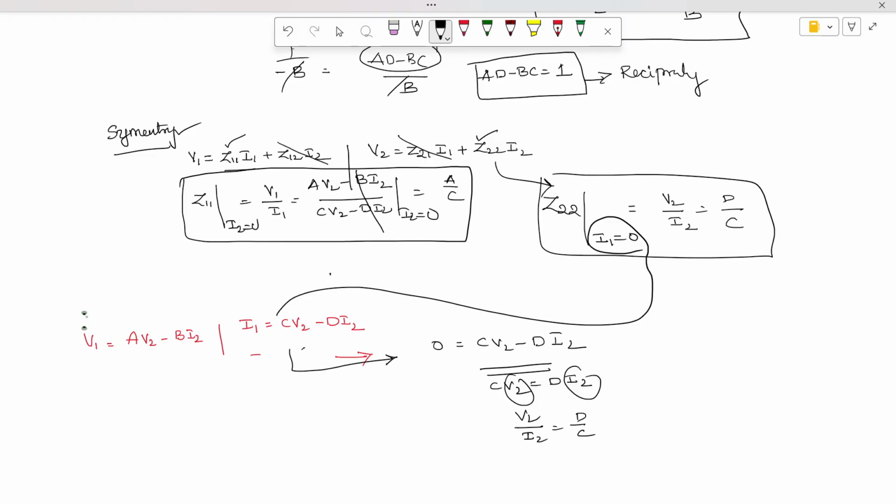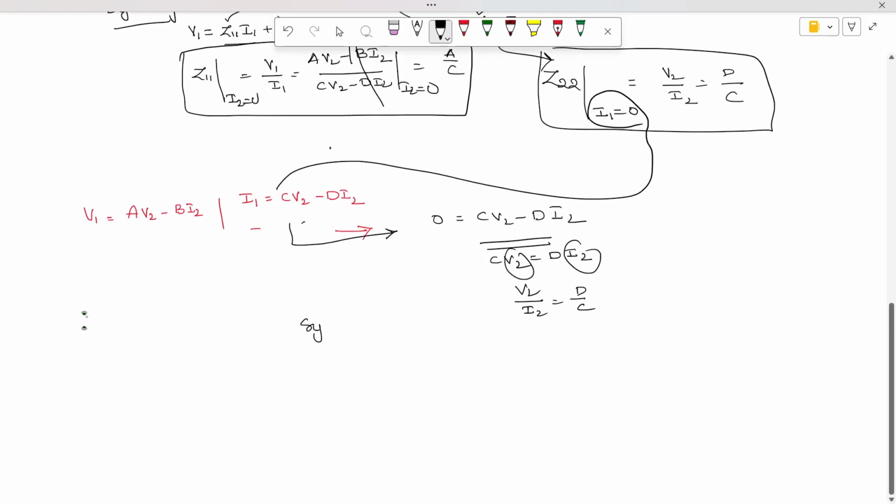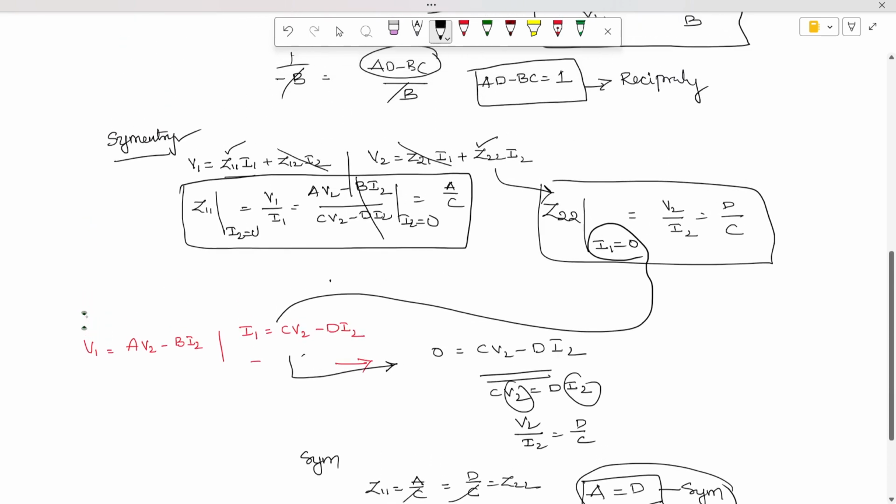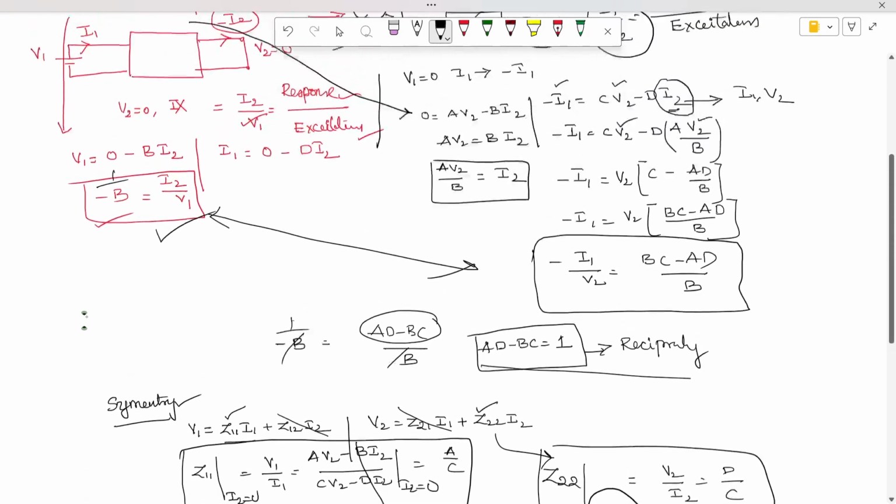So what is the condition for symmetry in Z parameters? The condition for symmetry is Z11 is equal to Z22, where Z11 is A by C and Z22 is D by C. We are cross checking for Z, and we will get the condition for symmetry of ABCD parameters. Therefore, the condition for symmetry in ABCD parameters is A is equal to D, and the condition for reciprocity is AD minus BC, the determinant value, is equal to 1.